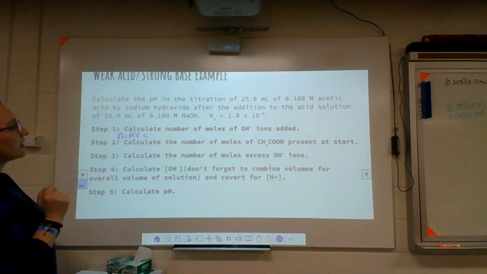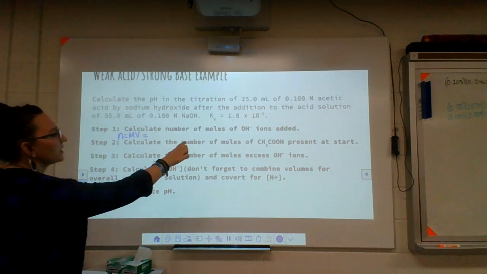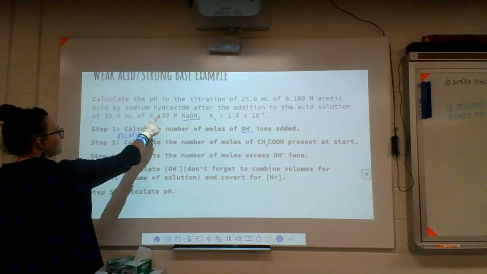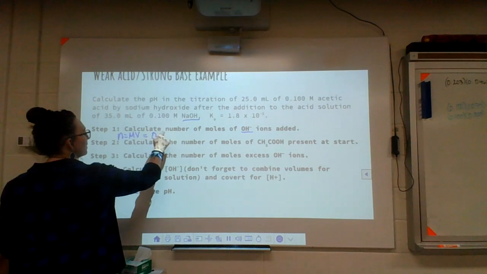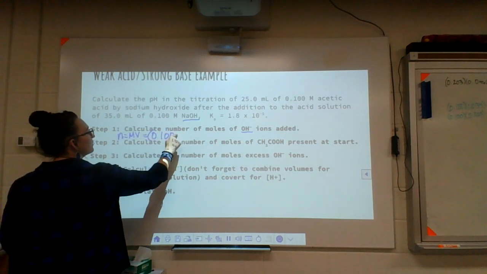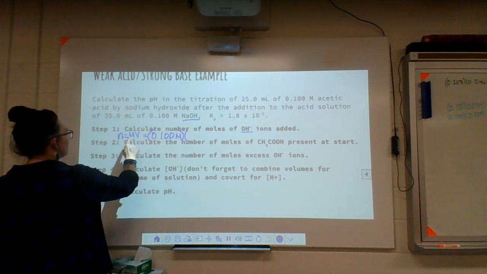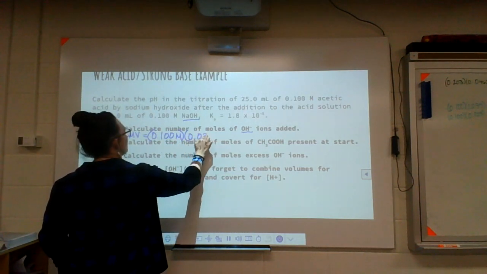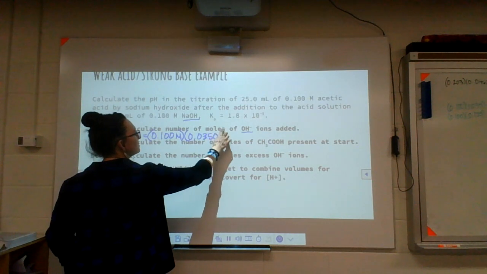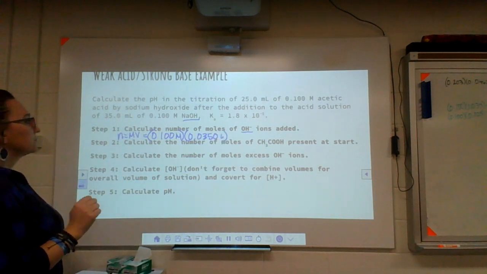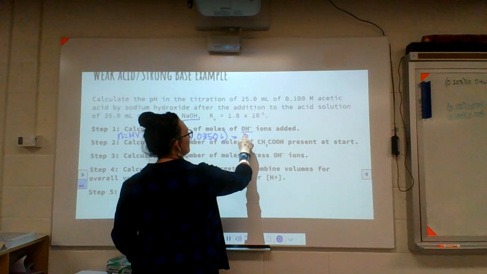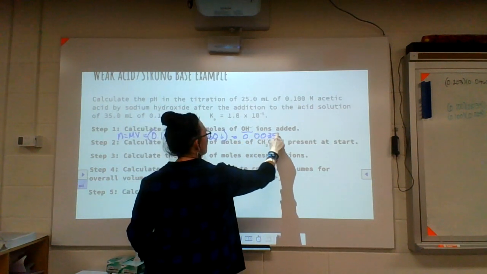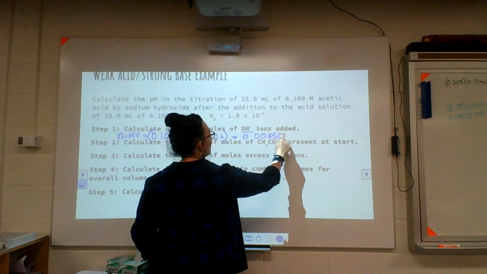So again, using n equals M times V. I have my molarity, and I want hydroxide ions, so I'm looking for NaOH. Okay, so my molarity is 0.100 times my volume in liters, so 0.0350 liters. So that's going to come out to 0.00350 moles.